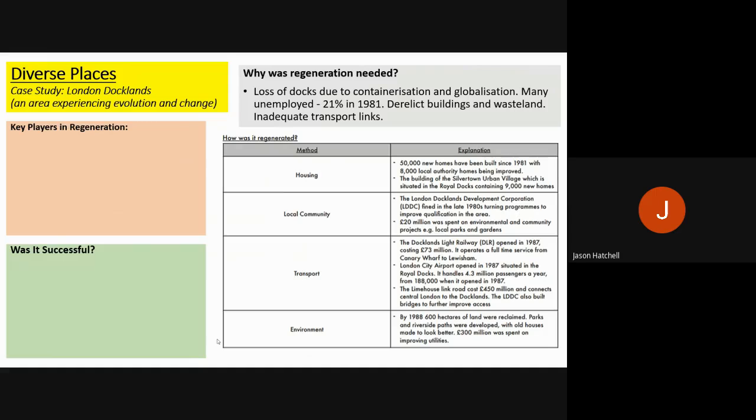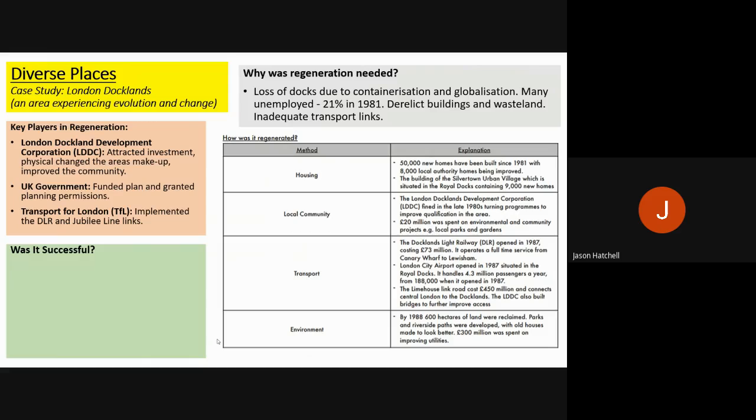Finally, £300 million has been spent on improving utilities and improving the general area in terms of pathways, parks, and so on, just to make the general environment better. Now, the key players in this regeneration were, of course, the LDDC. They attracted the investment, they made the physical changes, and they improved the community as well.